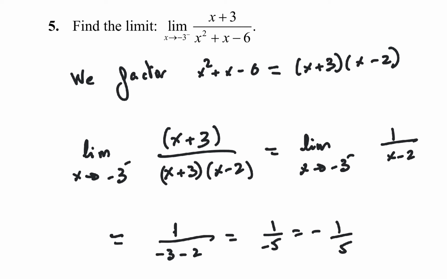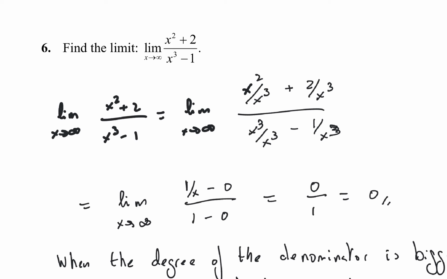Okay. Now let's go to find the limit when x goes to infinity. Now is the second part. Limit at infinity of x squared plus 2 divided by x cubed minus 1. When you do limits at infinity, you divide by the higher power that you have in the denominator.